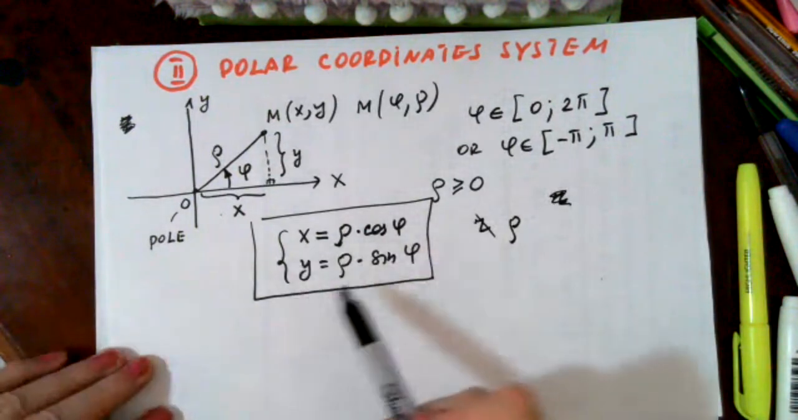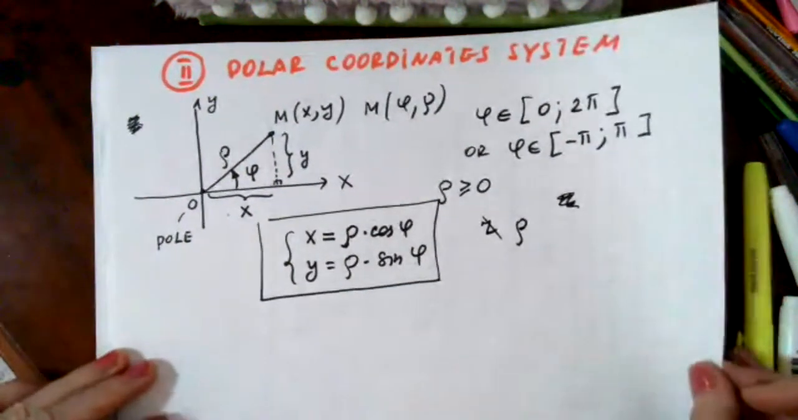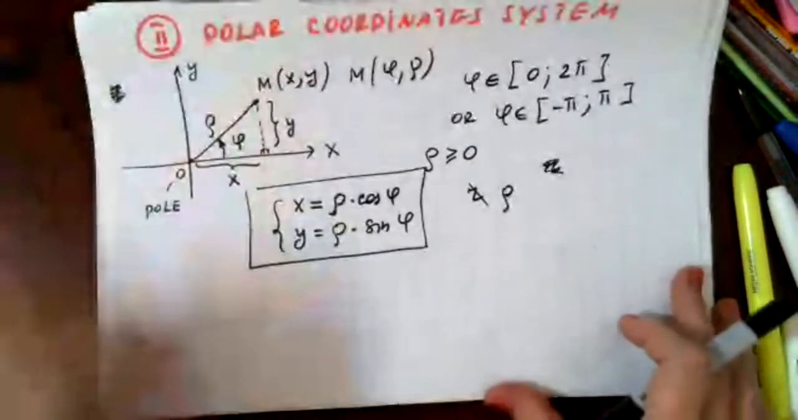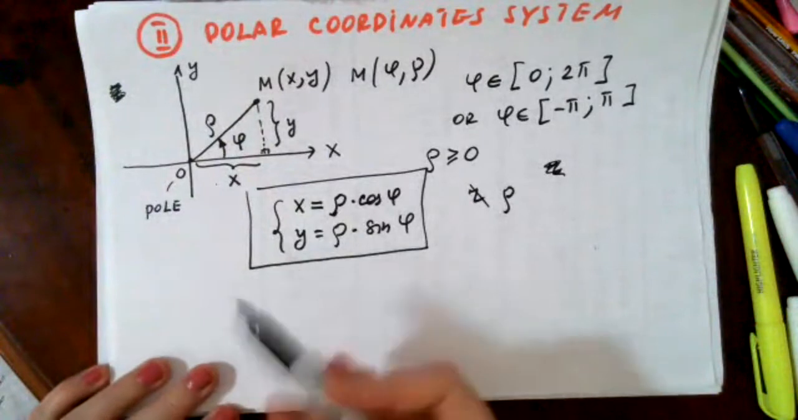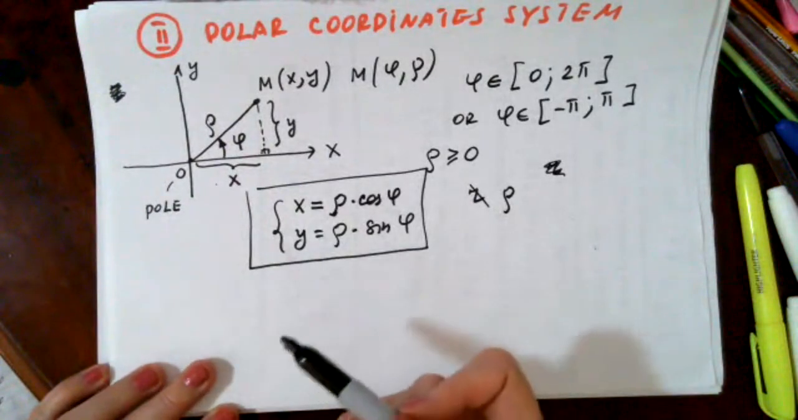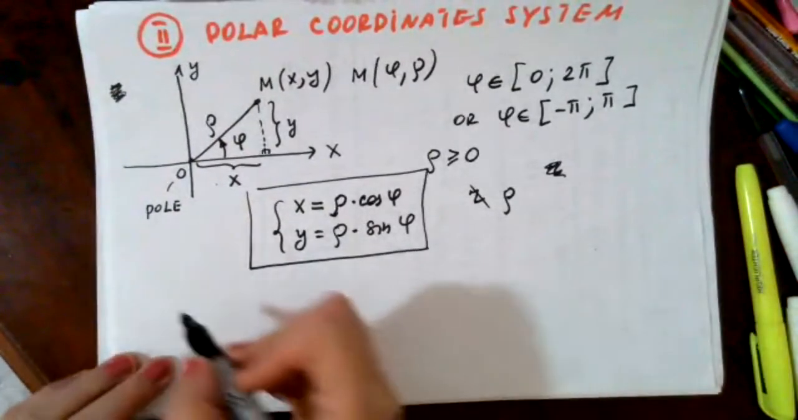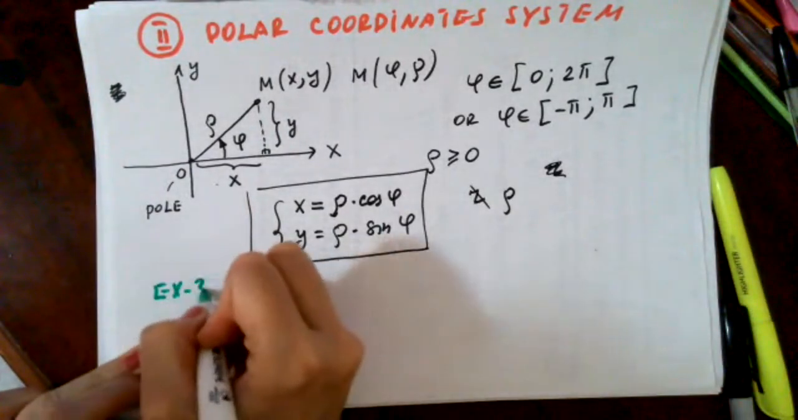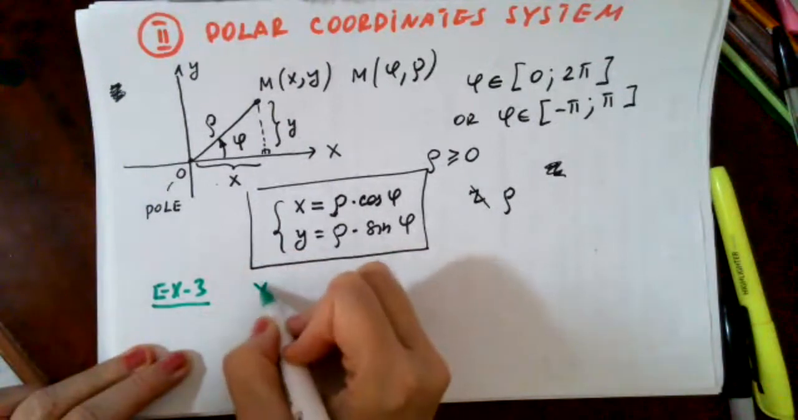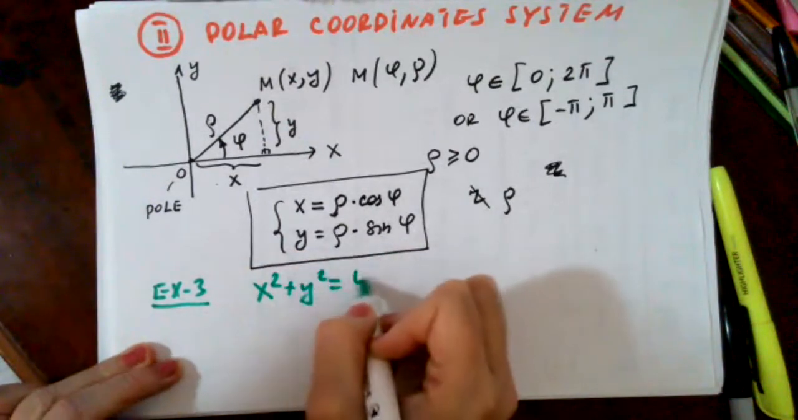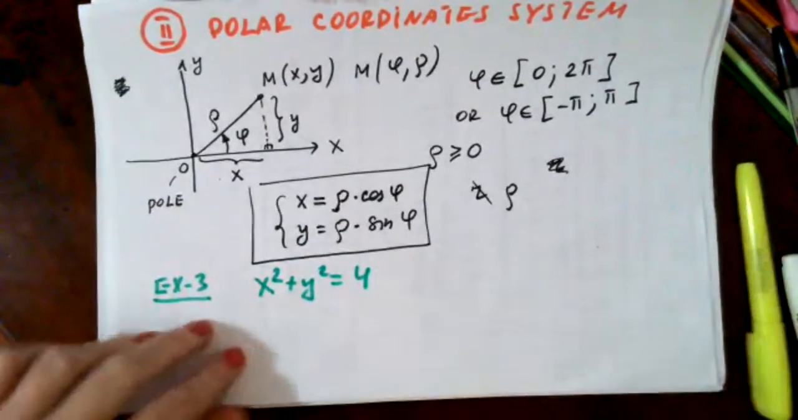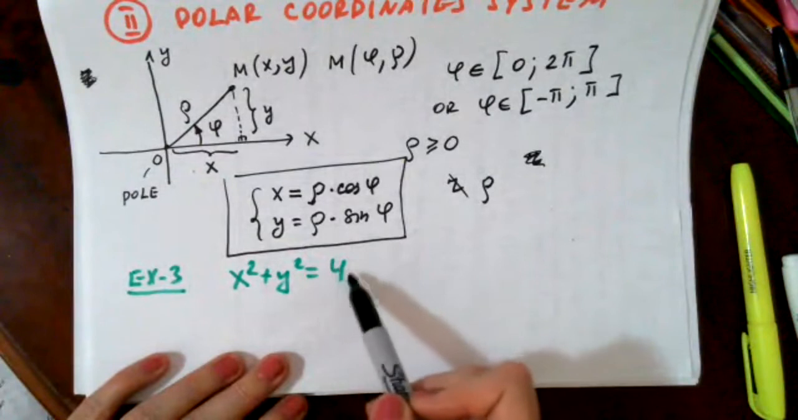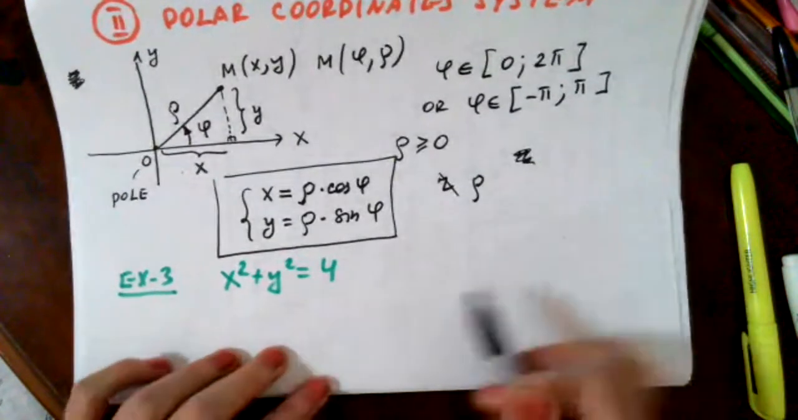Okay, so we know now these wonderful formulas, and now it's time to practice. What exactly are we going to do now? We are going to convert curves given in the Cartesian coordinate system into polar form. So let's start with exercise 3. And our first curve will be x squared plus y squared is equal to 4. The simplest curve possible. This is the circle with the center in the origin and radius being equal to 2, because 4 is 2 squared.